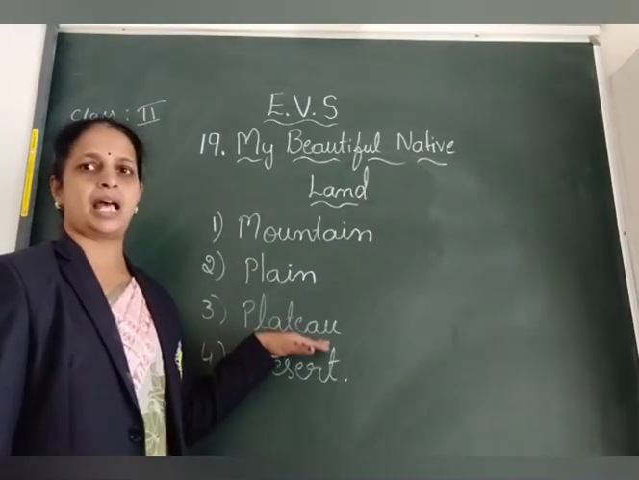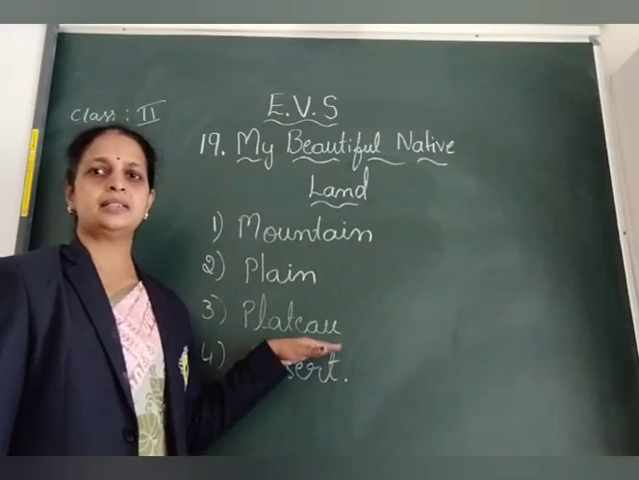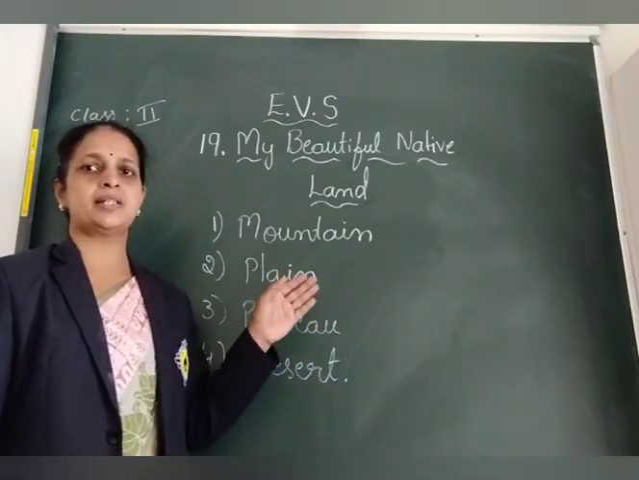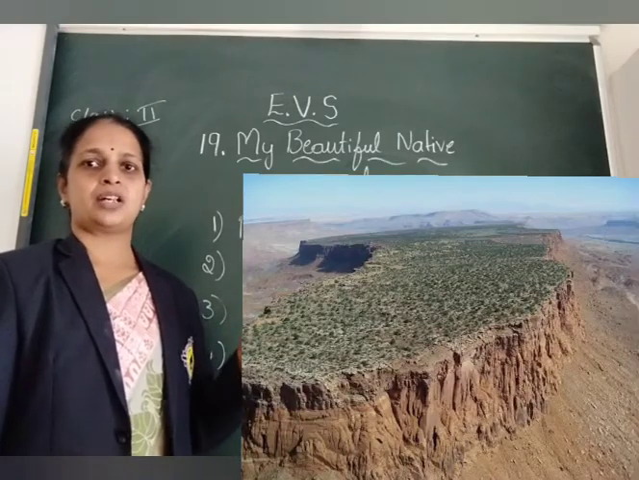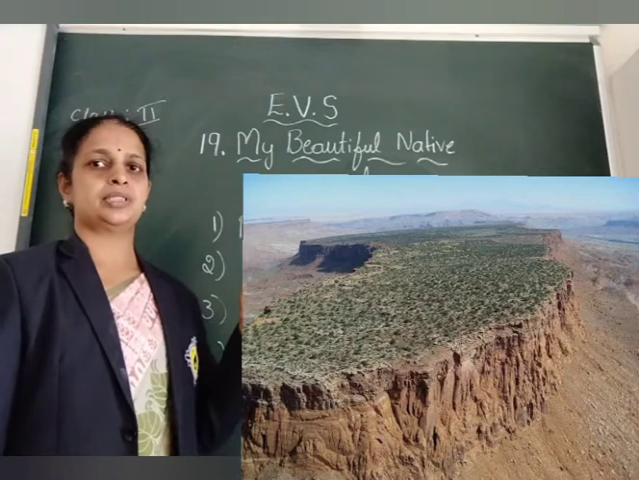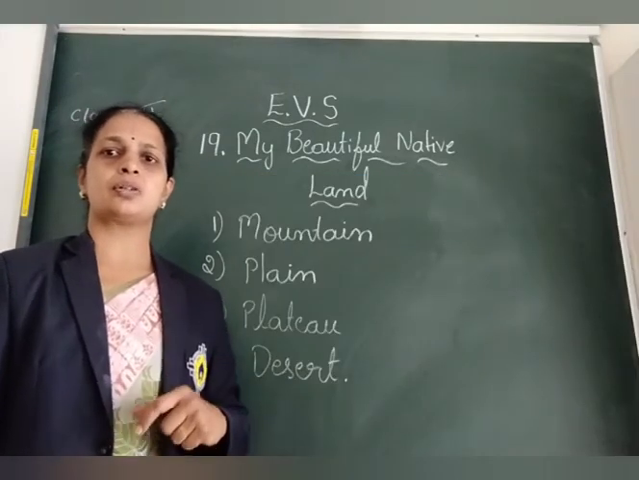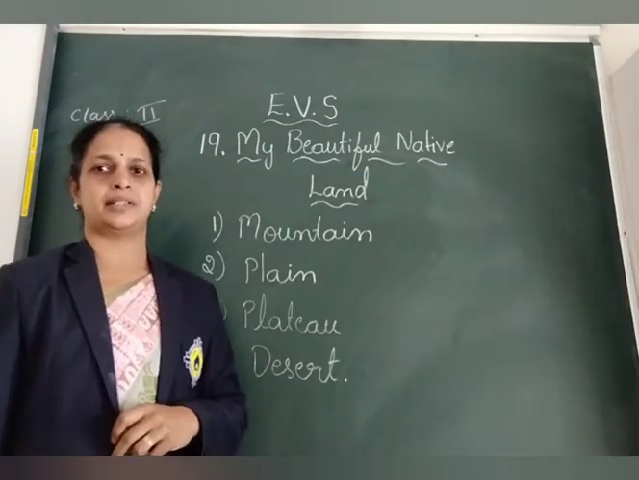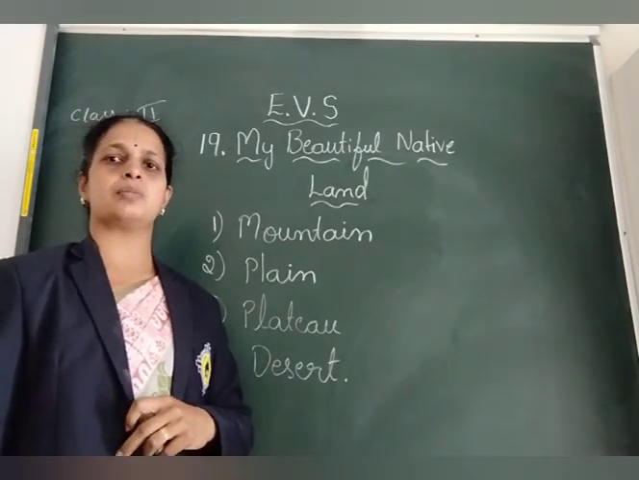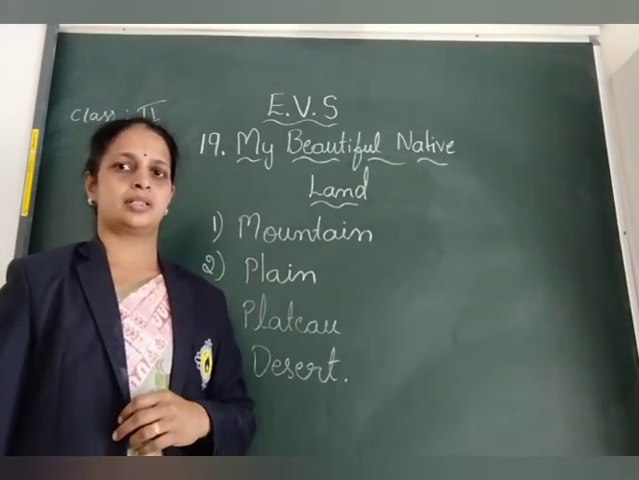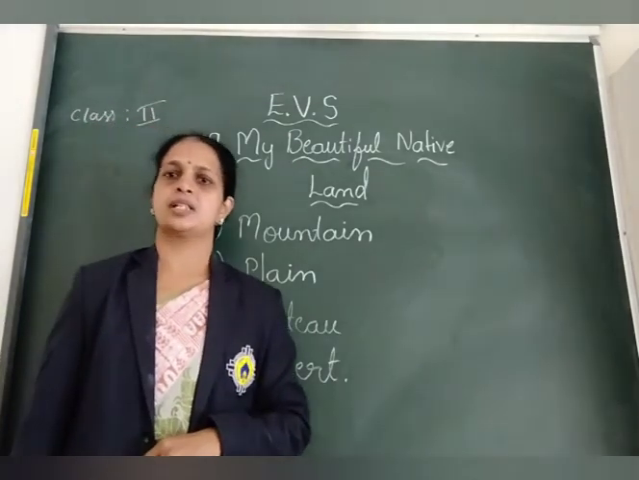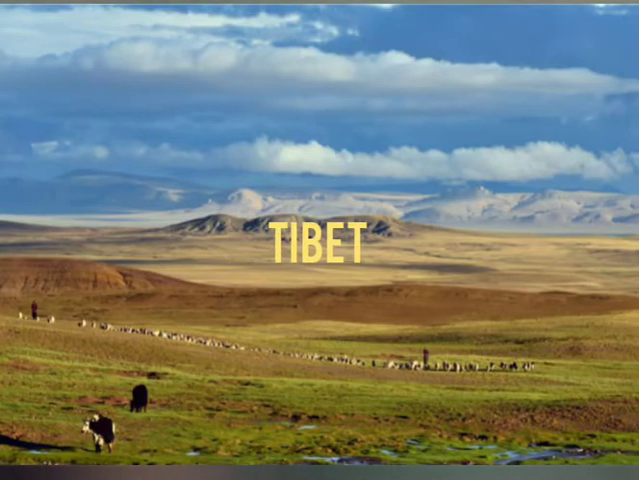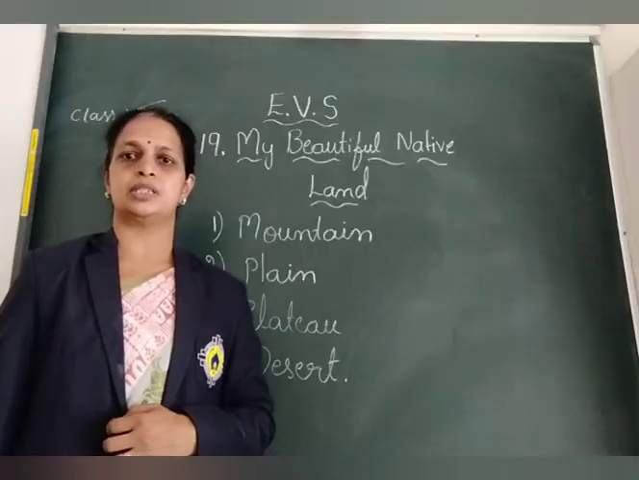Next comes the plateau. A plateau is a little higher than the plain. It is a region elevated than the plain, and on the top of the plateau it will be flat. So it is also called tableland. Here also the population is more, and it is good for constructing houses and developing industries. Tibet is the broad and biggest plateau in the world.